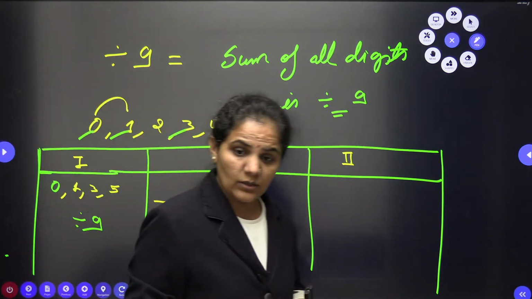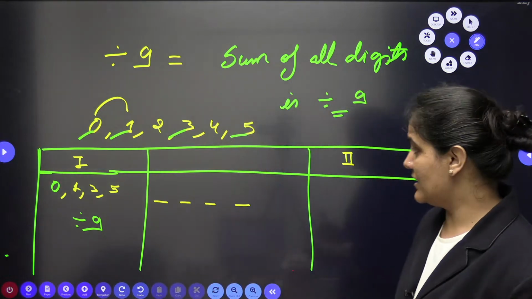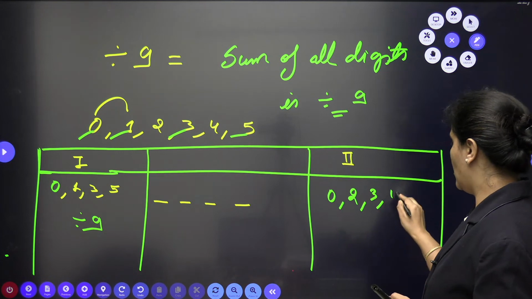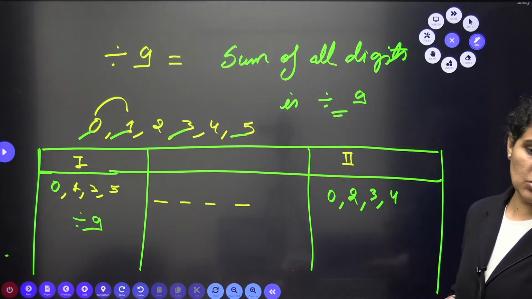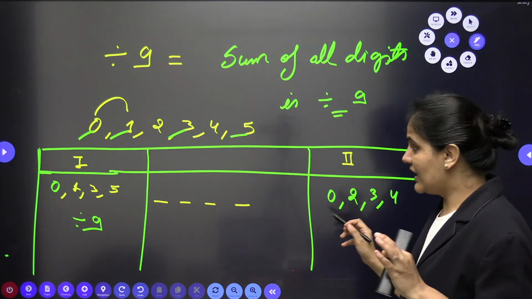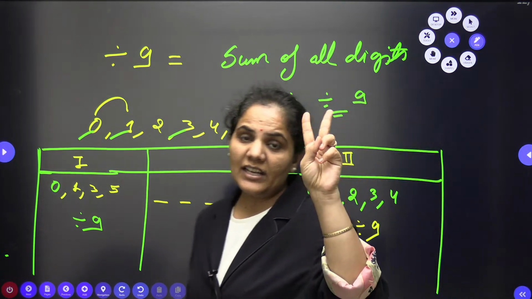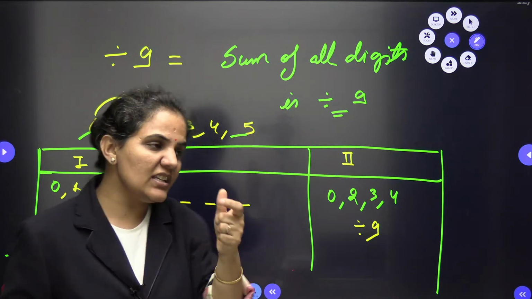Or suppose I don't want to take this one, then what is the possibility? I can take 0, 2, 3 or 4. Again 7 plus 2 is 9. So these are the only two possibilities, because this is also divisible by 9.